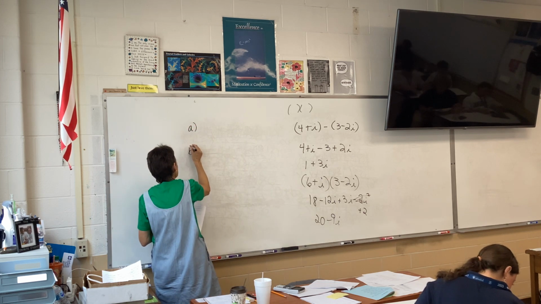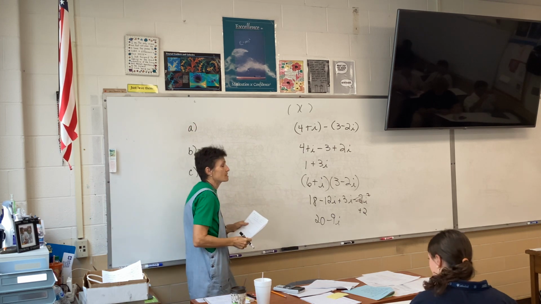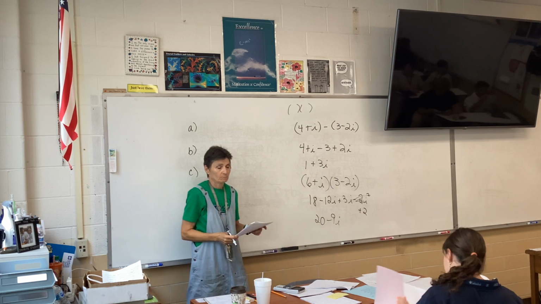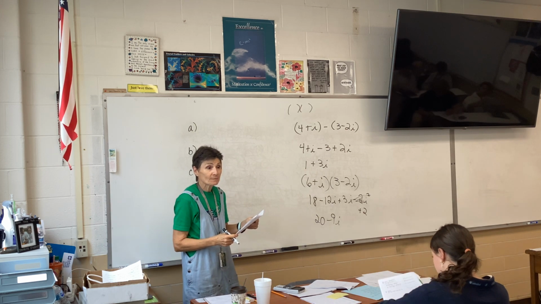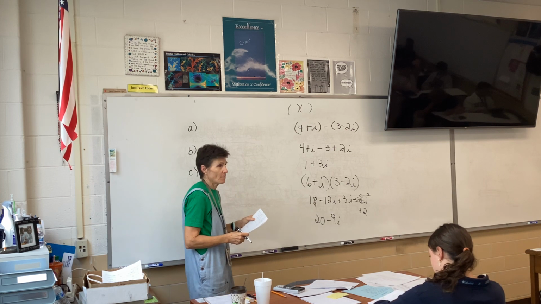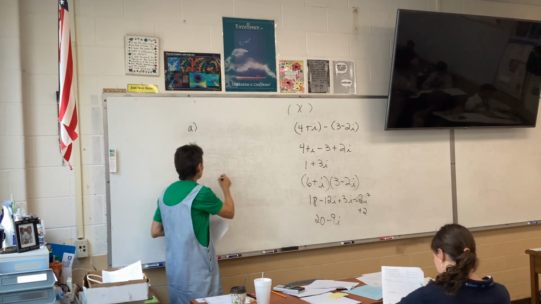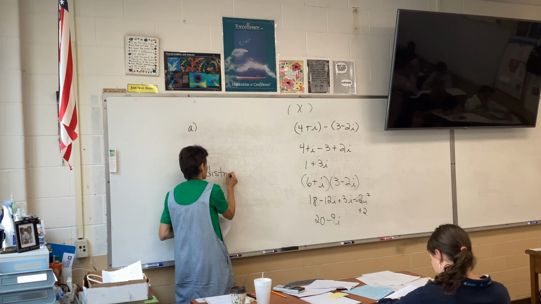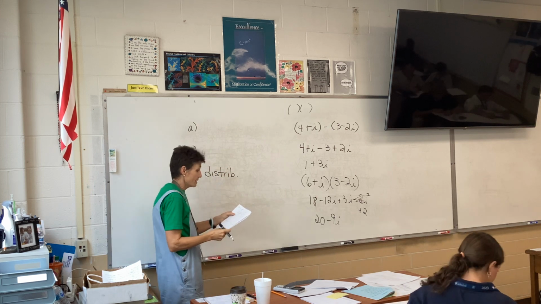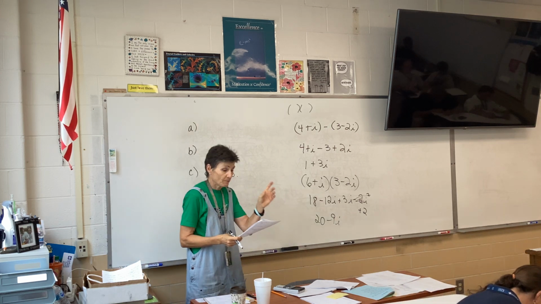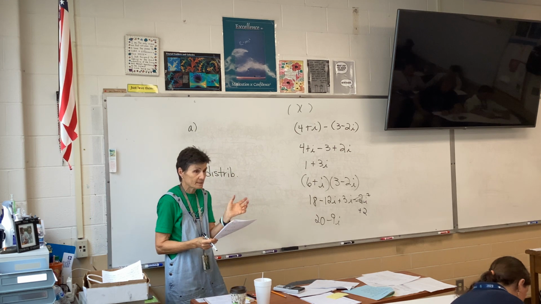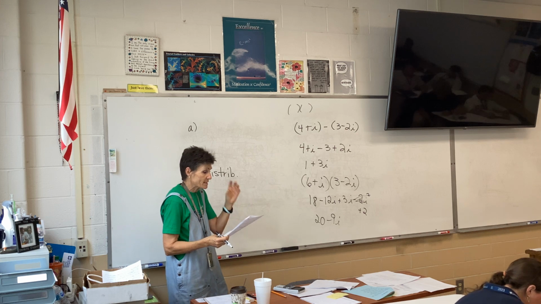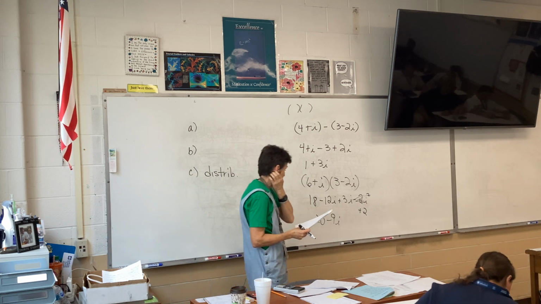Are there any of these that you know? Distribute. Which one? The A. No, A is not distributive. C is distributive. C is absolutely distributive because, look at the right side. If you multiply by 2, see what happens? Yeah, that's distributive. So C is distributive.